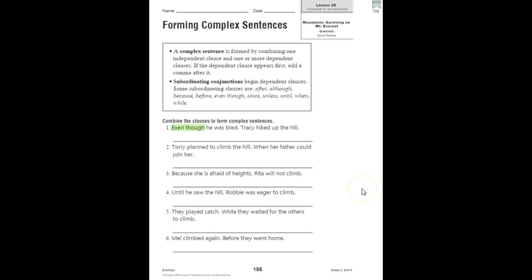If the dependent clause does not come first, you can use the subordinating conjunctions here. Okay? After, although, because, before, even though, since, unless, until, when, and while. So let's look at number 2, because 1 is very similar to what we already did.